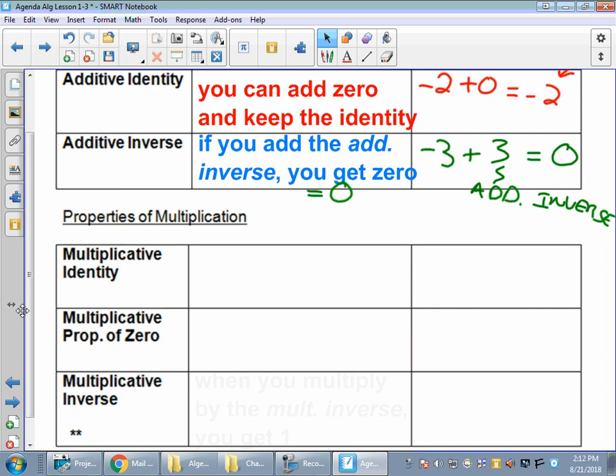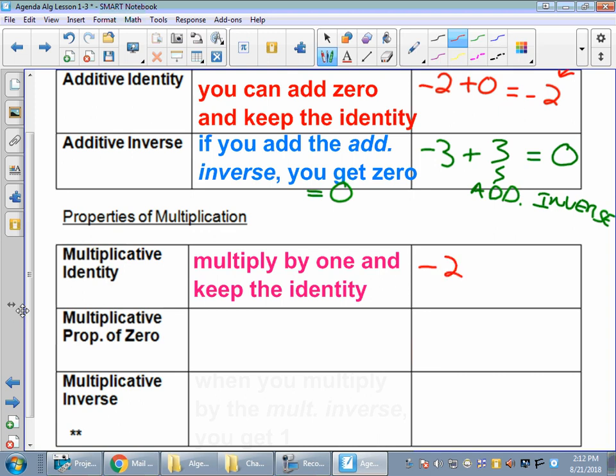Kind of like the additive identity, you're trying to get the same number. You're trying to keep your identity. But with multiplication, when you multiply by 1, you keep your identity. So again, sticking with that negative 2 example, negative 2 times 1 equals negative 2. And again, we're able to keep our identity because we're multiplying by 1. That old rule, anything times 1 is anything. And so that's called the multiplicative identity.